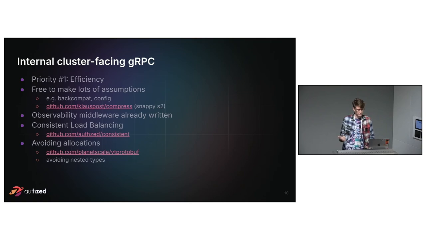The other big win here is you can't really write a performant system without observability. So by adopting gRPC, we got logging, tracing, Prometheus metrics, all that middleware came for free. We didn't have to build any of that ourselves.